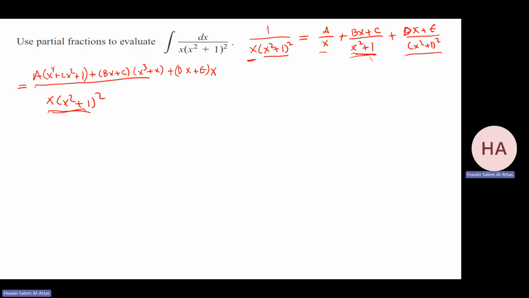Let me do the calculation now. Do the multiplication, see what will happen. I have ax to the power 4 plus 2ax squared plus a here, plus bx to the power 4, plus cx cubed, plus bx squared plus cx.